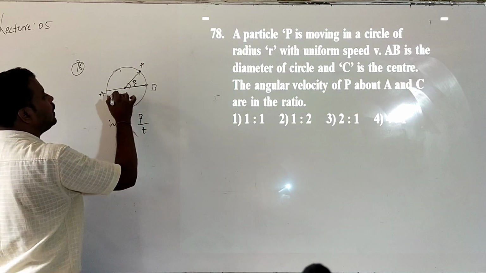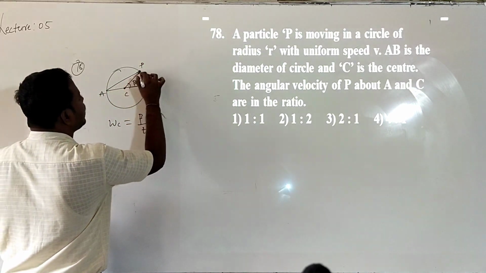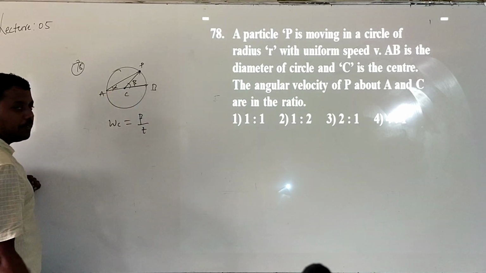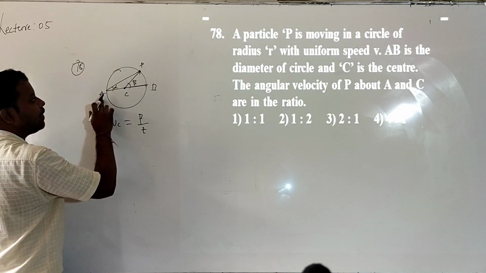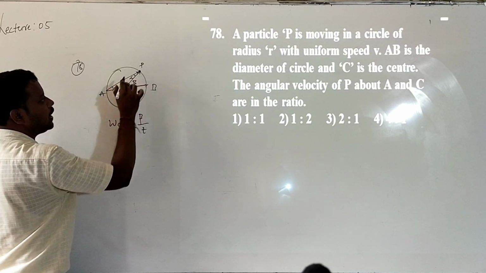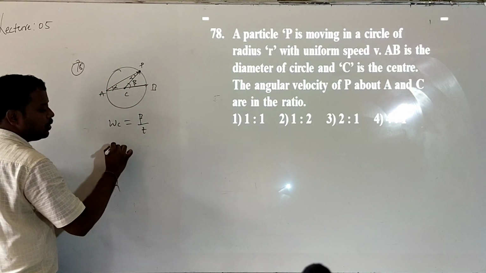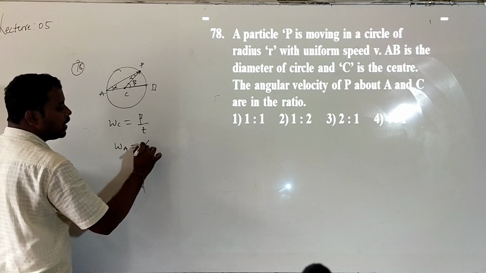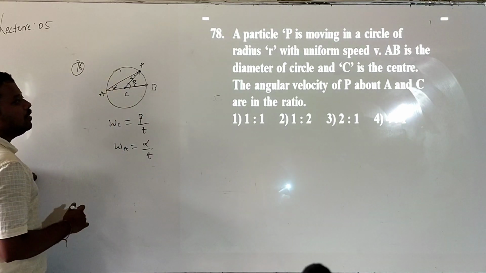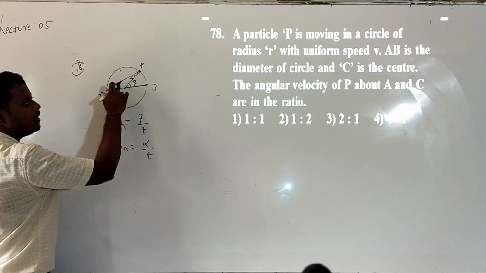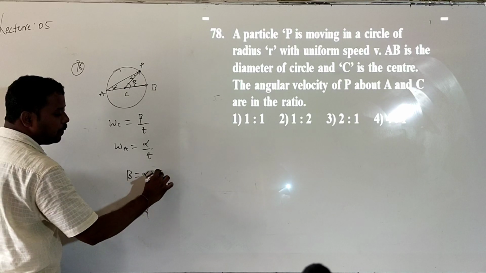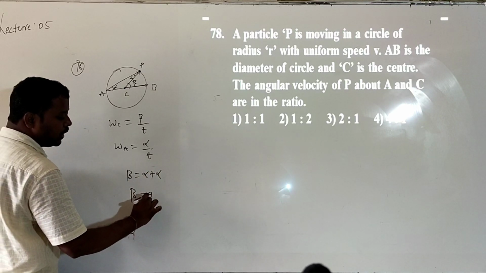Now for the same point, with respect to A, I want to calculate the angular velocity. With respect to A, the angle swept will be different. Let me call this angle alpha. The radius vector at A is given by AP bar. If this is alpha, this is also equal to alpha according to geometry. Then with respect to A, omega A is equal to alpha divided by t. Then what is the relation between beta and alpha? In a triangle, the exterior angle is equal to the sum of the opposite two interior angles. So beta is equal to alpha plus alpha, that is, beta is equal to 2 into alpha.